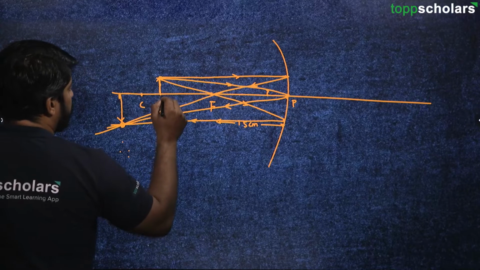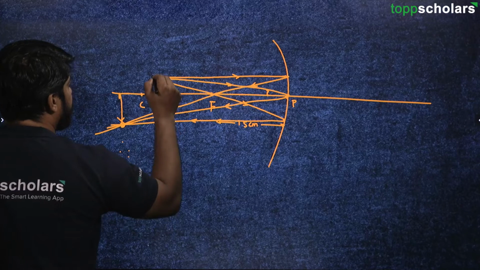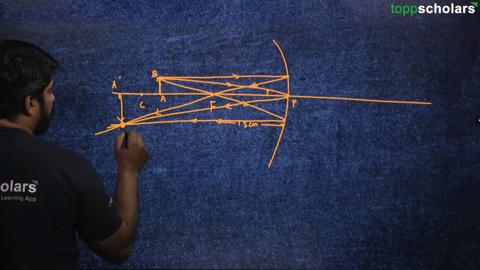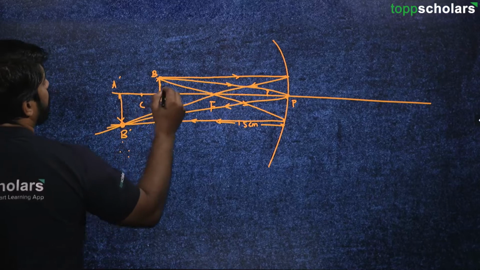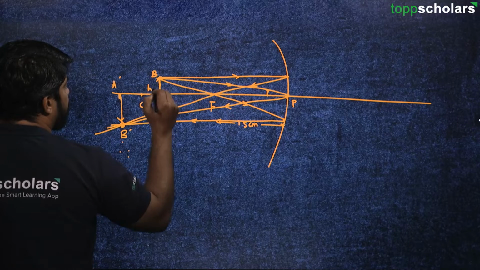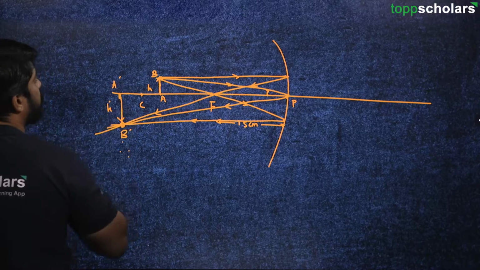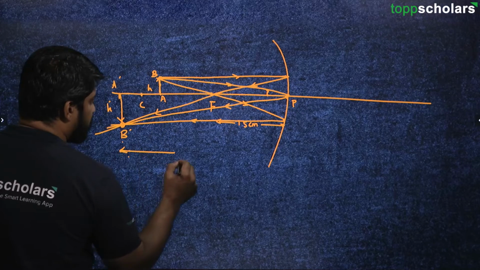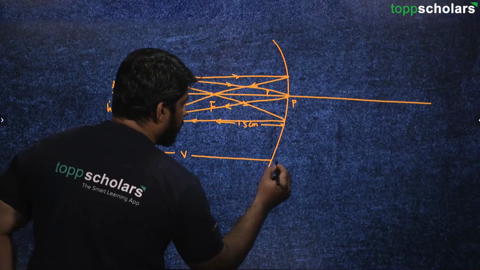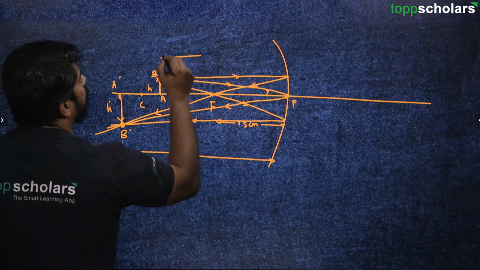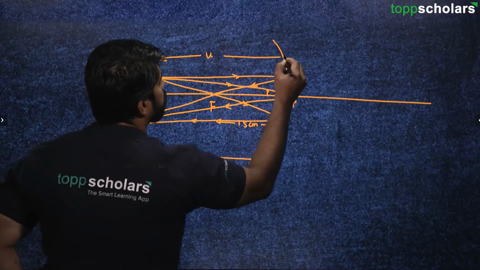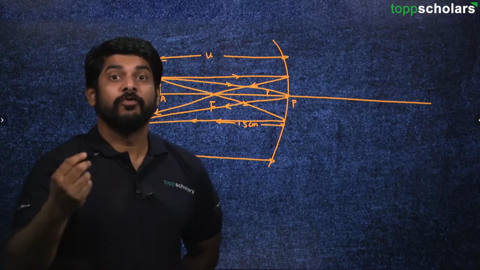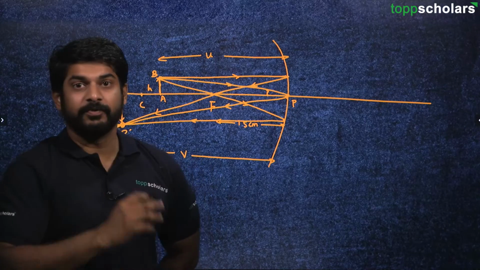So if the object is denoted by AB, then the image we are going to represent by A'B'. Here if the size of the object is h, the size of the image would be represented by h'. This is the image distance, that is v, and this is the object distance u. So this is going to be the ray diagram for this particular case that we are studying.